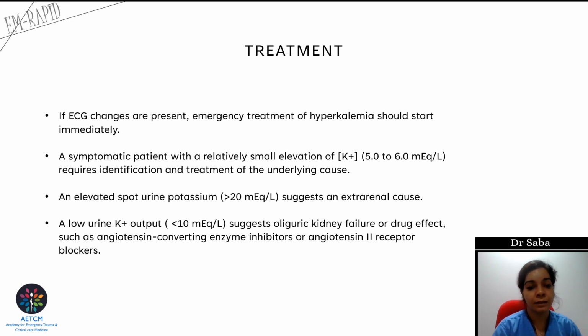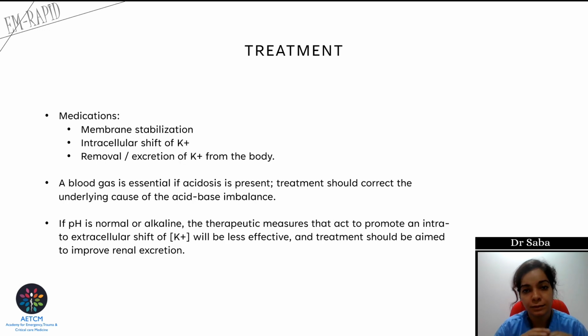Now, if the potassium level in the urine is elevated to more than 20 milliequivalents per liter, it will point towards an extrarenal cause. It can be a shift of potassium, or it can be increased intake of potassium through supplements. But if there is a low urine potassium output, like less than 10 milliequivalents per liter, then it will point towards oliguric kidney failure, or a drug effect like ACE inhibitors, ARBs, NSAIDs, which will cause renal failure, leading to hyperkalemia. So they are quite opposite actually, hypokalemia and hyperkalemia. In a hyperkalemic setting, if the urine potassium is less than 10 milliequivalents per liter, it will point towards renal failure. And if it is more than 20 milliequivalents per liter, we will think of extrarenal causes.